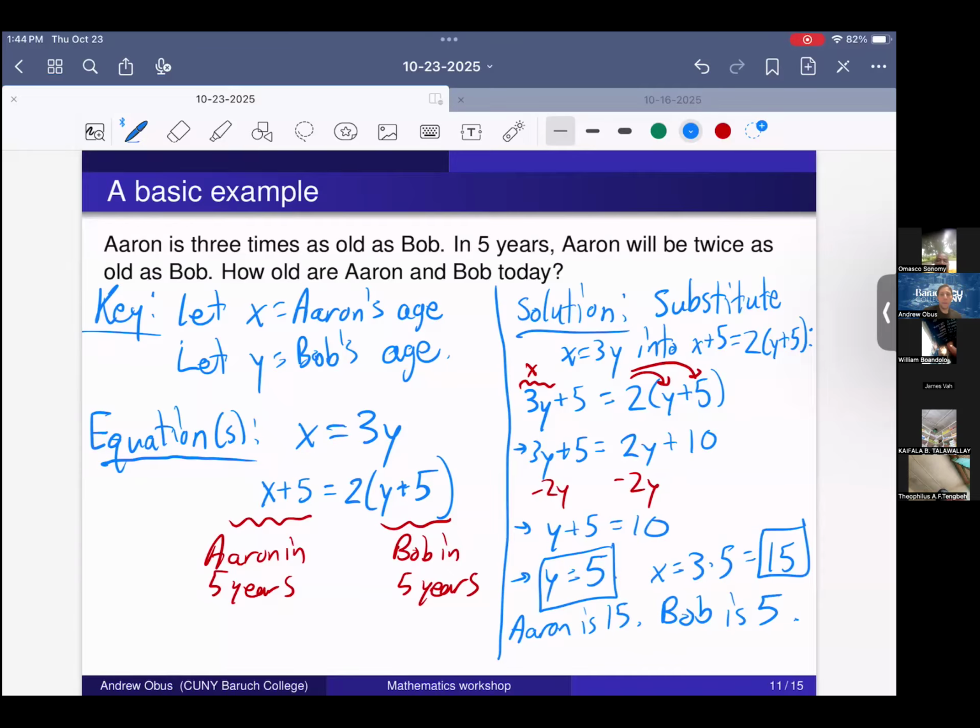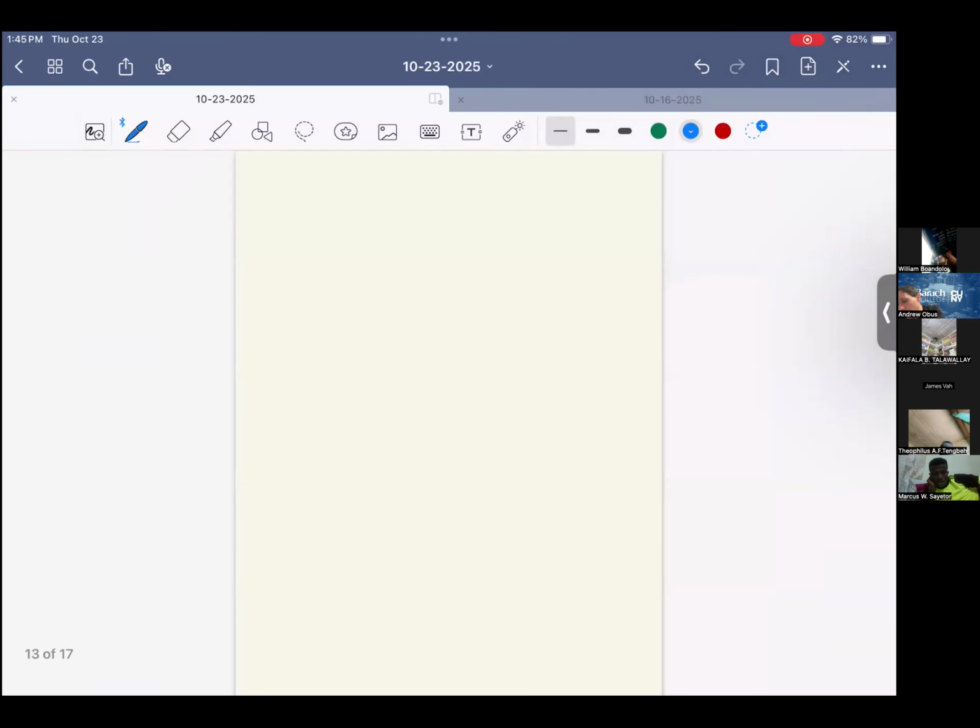Okay. That's what happens when you solve the equation. So you do a substitution that turns two variables into one variable, so you can solve it. And now let's check, right? So let's just check. Maybe I'll write down the check over here. So check today. Well, what do we have? Aaron is 15 and Bob is 5.